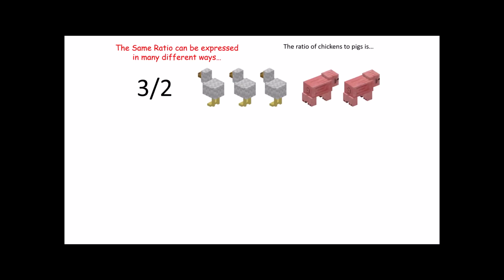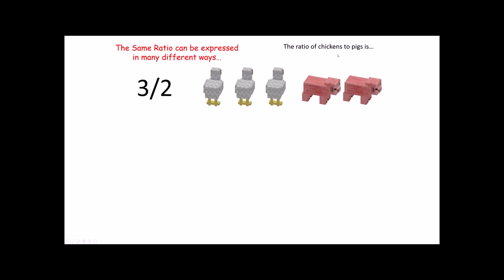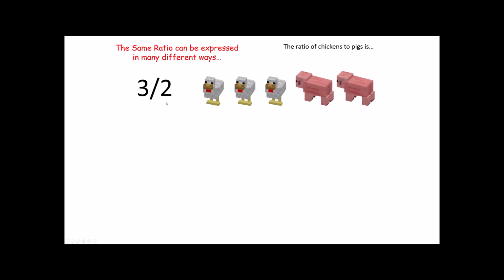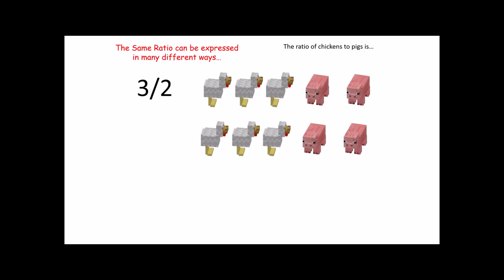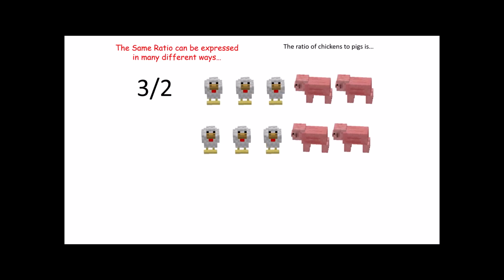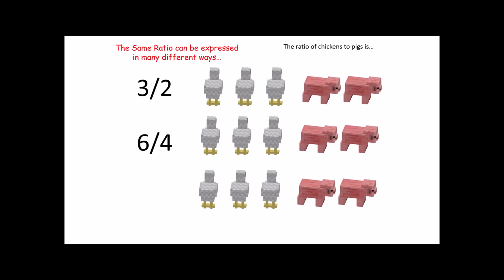It is also important to remember that we had to put the 3 first because we're asked about the ratio of chickens to pigs. The order of the numbers in our division reminds us of the order in the ratio. If I had put 2 to 3 or switched the order here, that would have said there were 2 chickens compared to 3 pigs, which would not be accurate. Consider the ratio of chickens to pigs now. Notice that we now have 6 chickens to every 4 pigs. The ratio or comparison between those is 6 to 4. And of course now we have a ratio of 9 to 6.